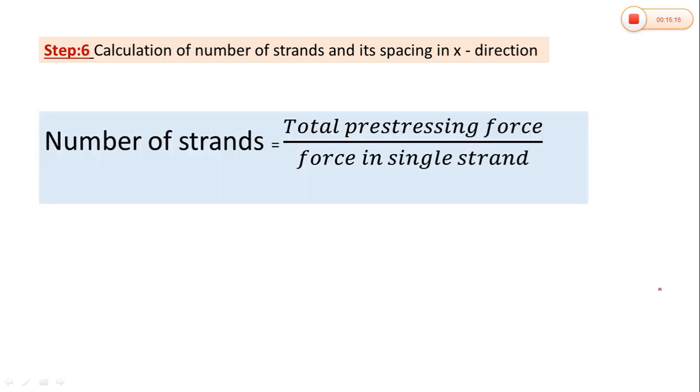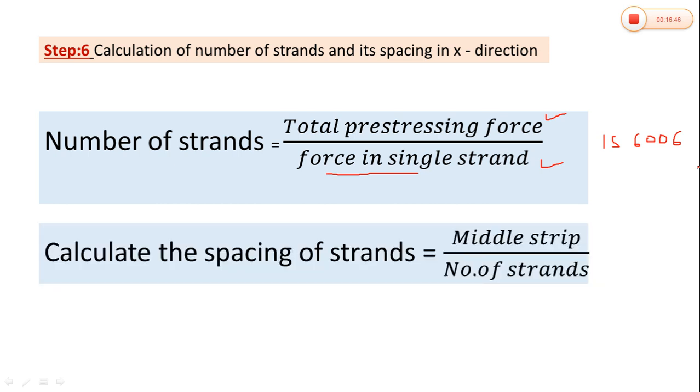In x direction, the number of strands is the total prestressing force, capital P, divided by the force in a single strand. This value of force in a single strand is given in the numerical, or we can get the value from IS 6006. So from IS 6006 we can get the value of force in a single strand. This is step number 6.